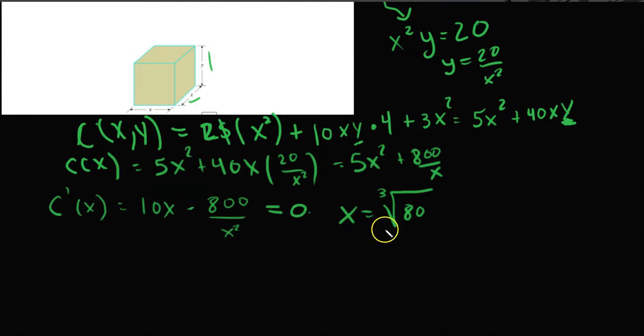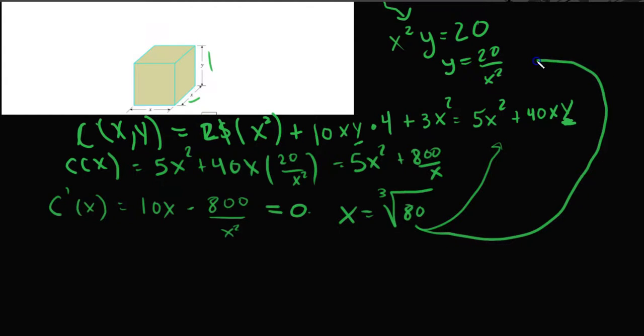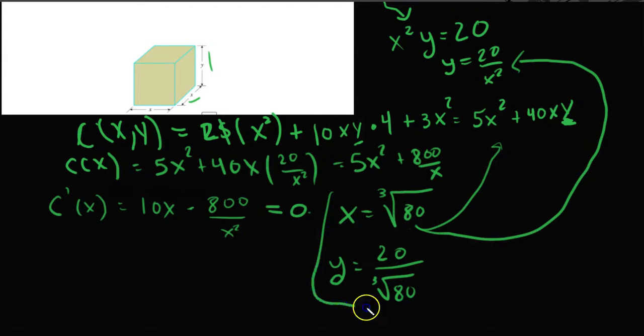And now you got to find y, right? What's the simplest way to find y? I mean, you could plug it in here, but it's kind of annoying. But you'd plug it here in this one. It's so simple, right? So y would be 20 by third root of 80. And these are your final answers. These are the dimensions that would minimize the cost.